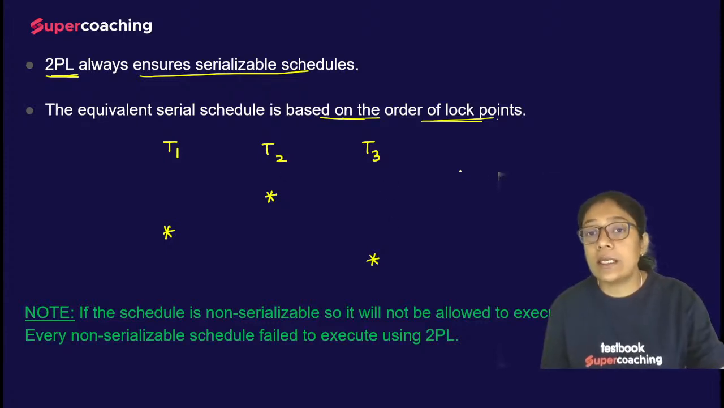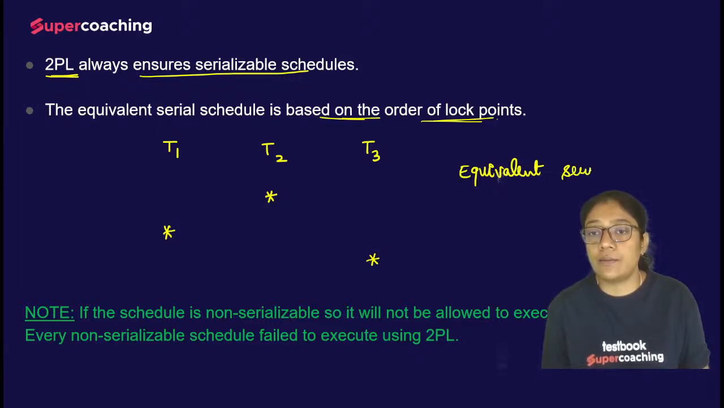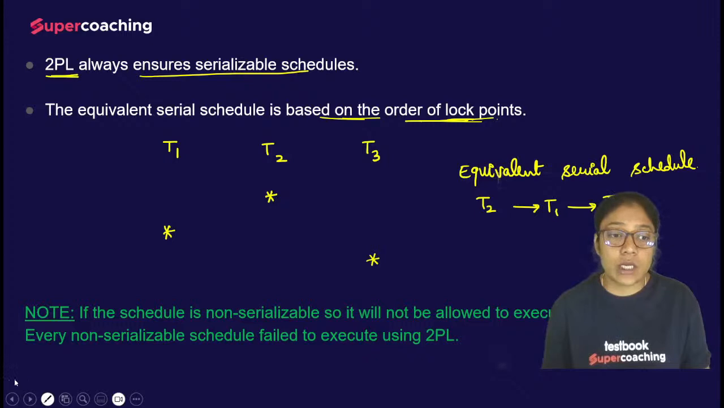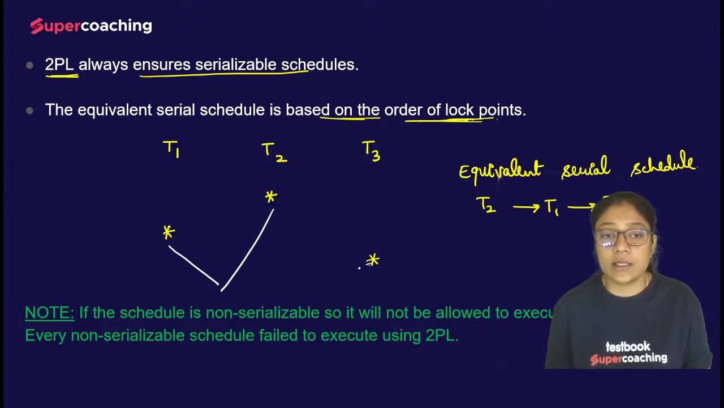So here the equivalent serial schedule will be on the basis of the order of the lock points. पहले किसका lock point आया है? T2, then T1 and then T3. यहाँ पे मैंने जो stars बनाए हैं, this is representing the lock points. These are the lock points of the transactions.